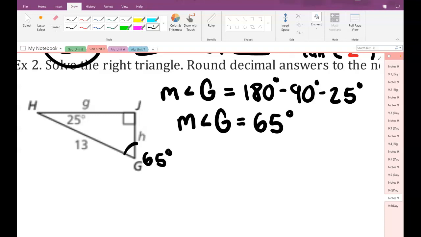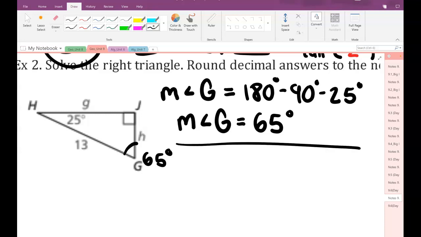You wouldn't necessarily have had to do this step first. You could have used a trig ratio to find either one of these legs. It doesn't matter what order you're solving in. Sometimes you have to do one thing first so you can use another ratio, but it's kind of choose your own adventure when it comes to solving these. But now we have to find 2 legs of the triangle. So I'm just going to be using my sine, cosine, or tangent, and I get to choose which ones I want. If I use this angle, 25 degrees, I can use the sine to find H, my opposite side.